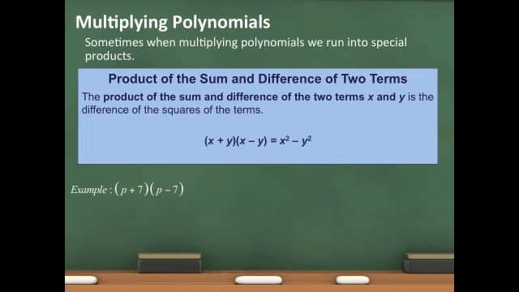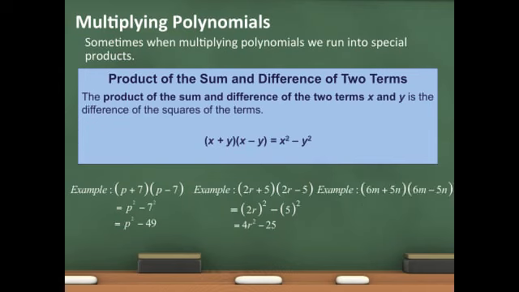In the first example, p plus 7 times p minus 7. If we follow the definition above, we rewrite the problem as p to the second power minus 7 to the second power. This will give you p to the second power minus 49. In the next example, 2r plus 5 times 2r minus 5. We again rewrite the problem as 2r raised to the second power minus 5 raised to the second power. This will give you 4r to the second power minus 25.